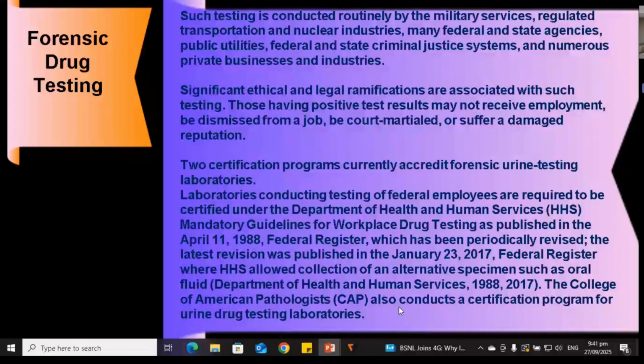The College of American Pathologists also conducts a certification program for urine drug testing laboratories. So our government is very aware, and understands that forensic pathology is very important for detection of any kind of crime or any kind of occupational hazard. There are certification courses so that everybody is able to know the correct procedures and we can act accurately.